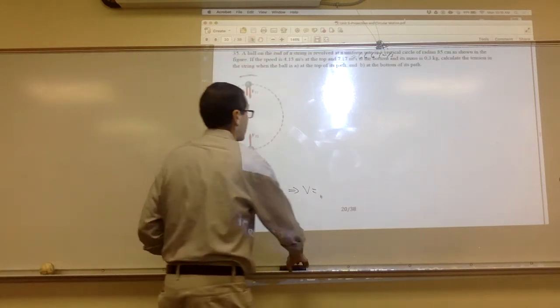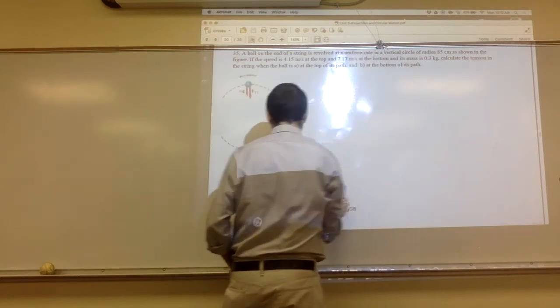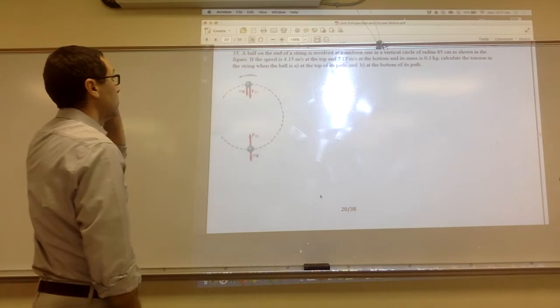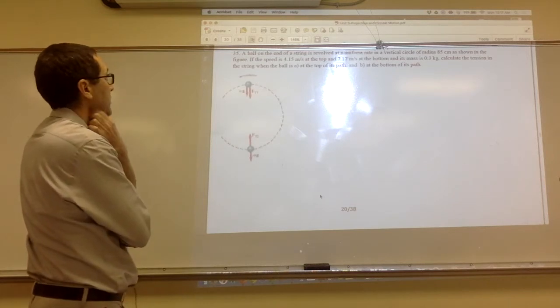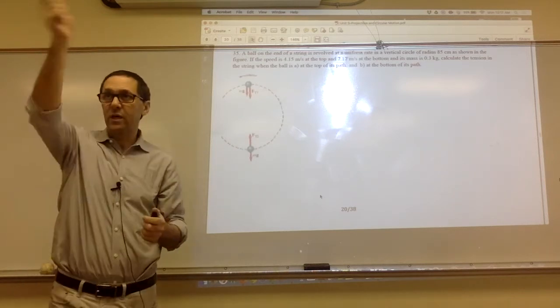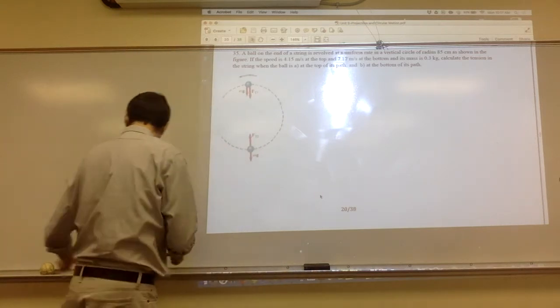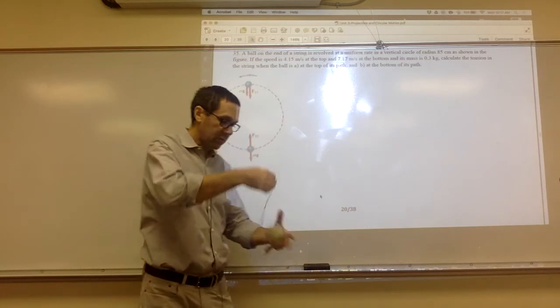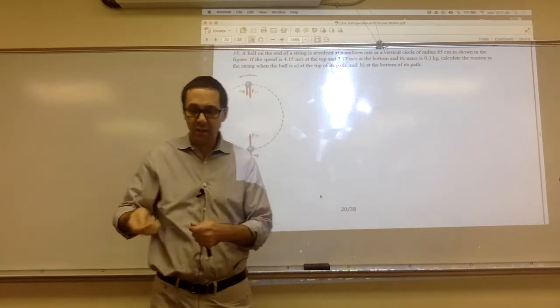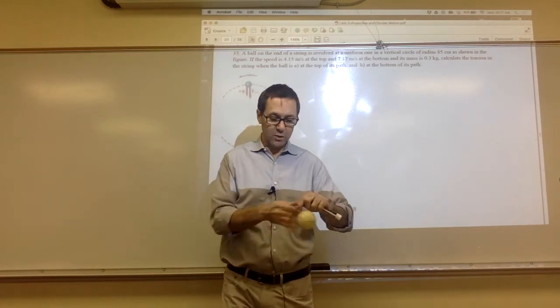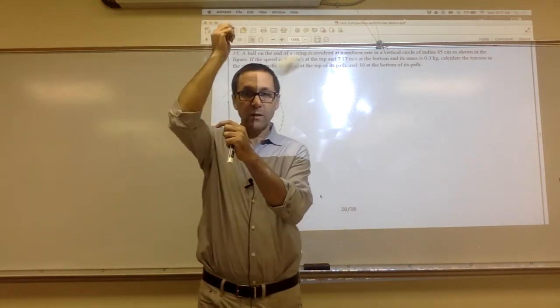Okay, number 35. A ball on the end of a string is revolved at a uniform rate in a vertical circle. So now instead of going horizontally like this, you're going vertically, right? So it's like this basically. So here's my tennis ball. So whenever it says a vertical circle, you're going like this. When it says horizontal circle, you're going like this.